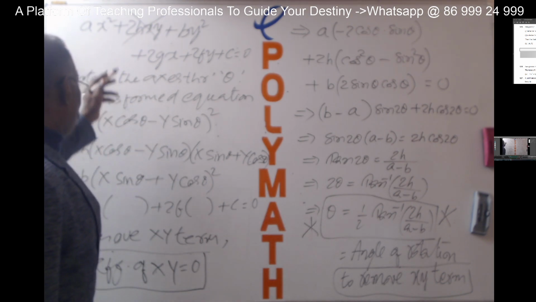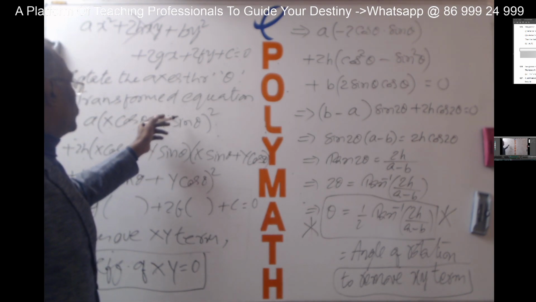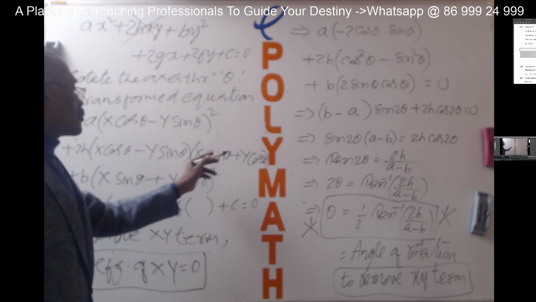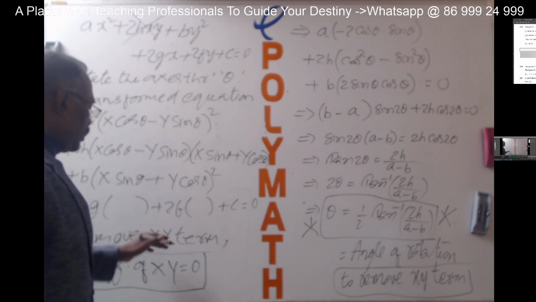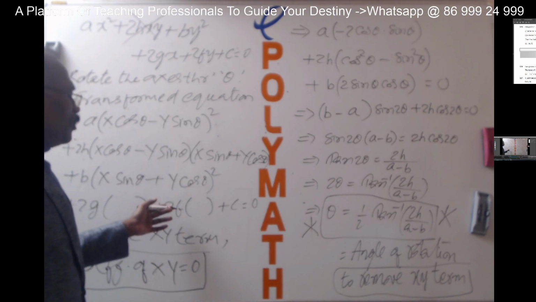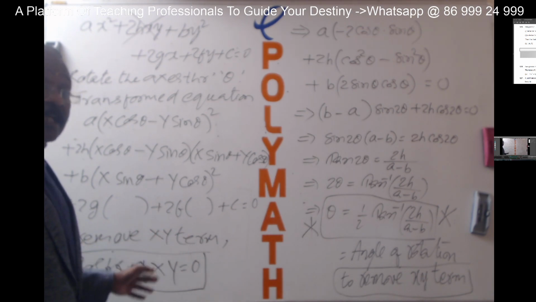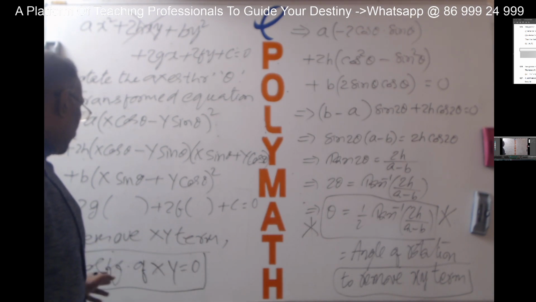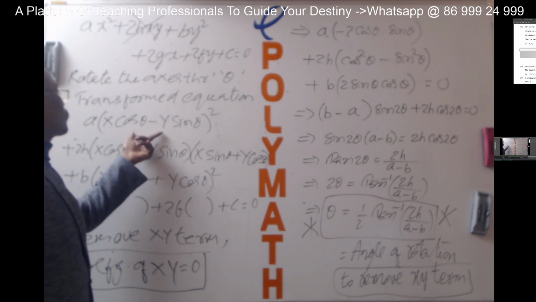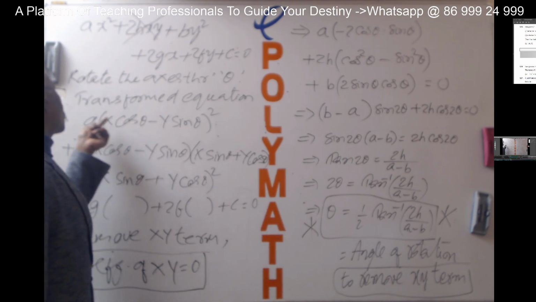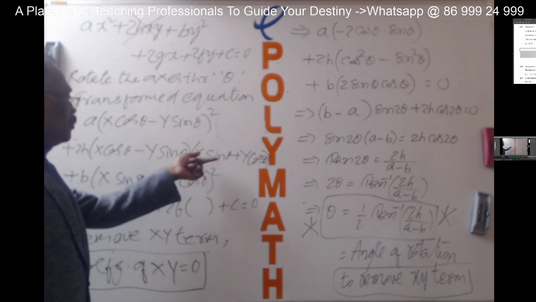We know that small x is x cos theta minus y sin theta, and small y is x sin theta plus y cos theta. We replace them, and all the rest of the terms we have written as they are because we don't want them. We want only the coefficient of the xy term. That is why, to remove the xy term, the coefficient of xy is equal to 0. Where do you get the coefficient of xy? Here, minus 2 cos theta sin theta into a. Here also you will get the xy term.